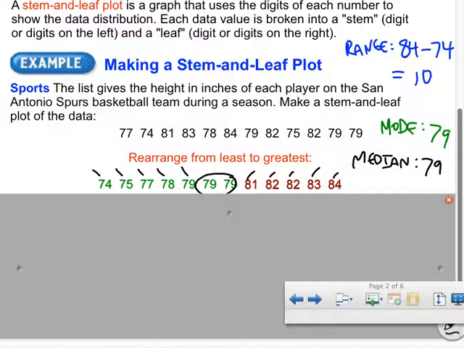So if you want, we can take 79 plus 79. Well, if you're adding 79 twice, what's that going to be? What is it? 158 divided by 2. Well, that's just going to be 79. And that's what my median is.